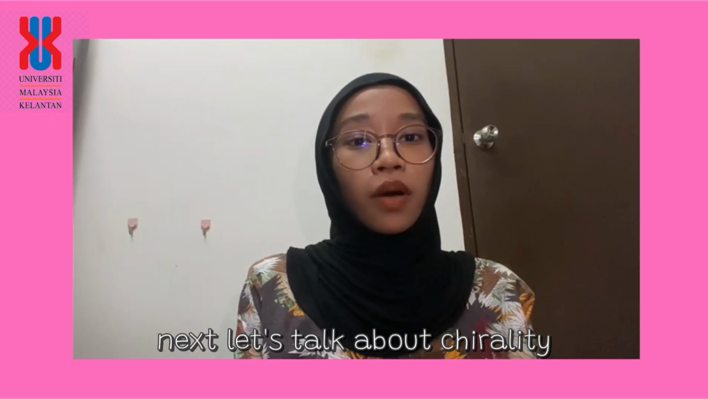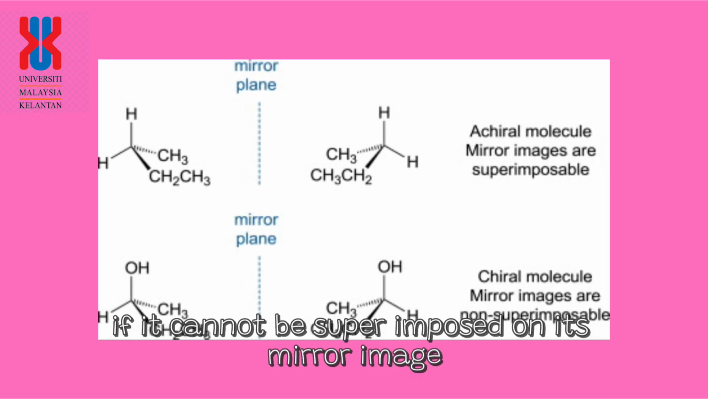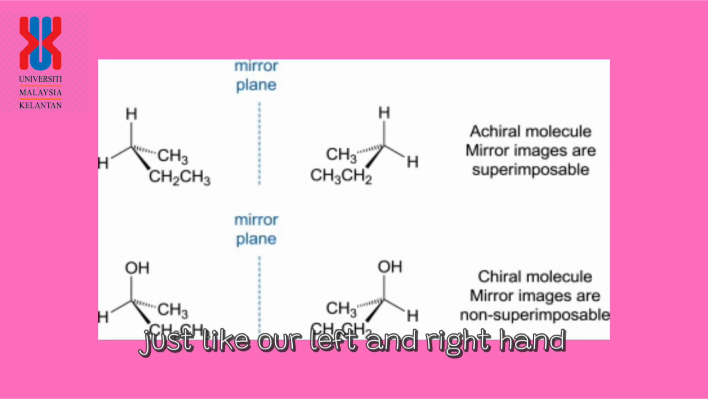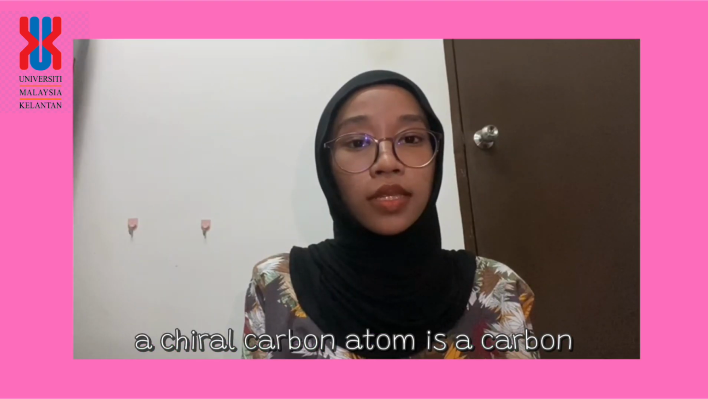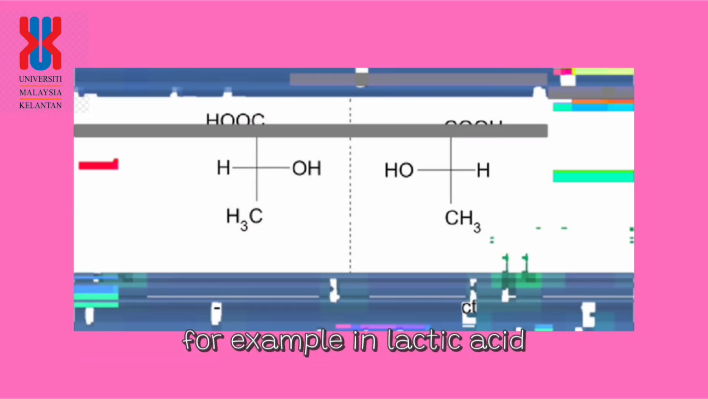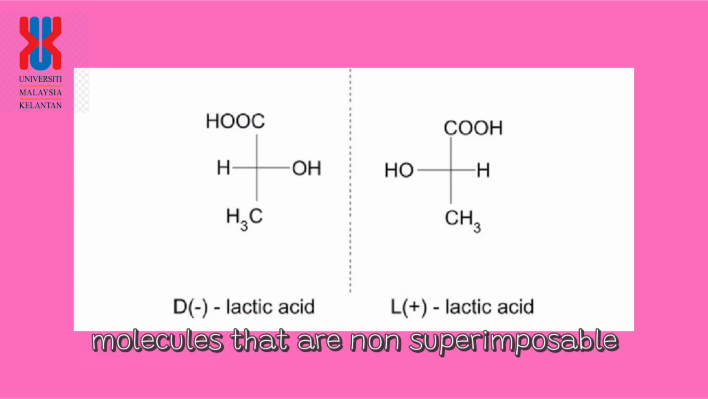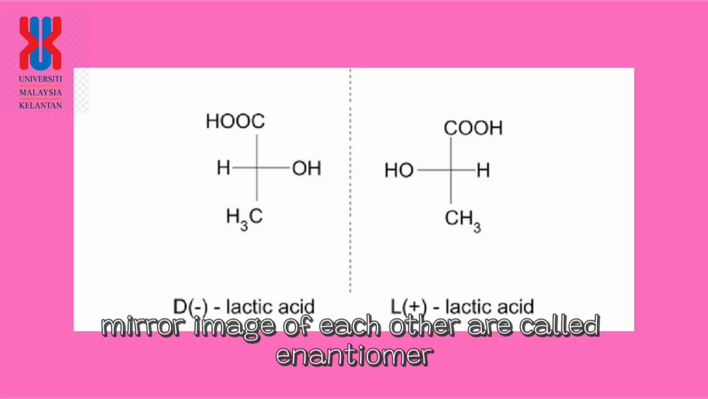Next, let's talk about chirality. A molecule is chiral if it cannot be superimposed on its mirror image, just like our left and right hand. A chiral carbon atom is a carbon attached to four different groups. For example, in lactic acid, the middle carbon is a chiral center. Molecules that are non-superposable mirror images of each other are called enantiomers.